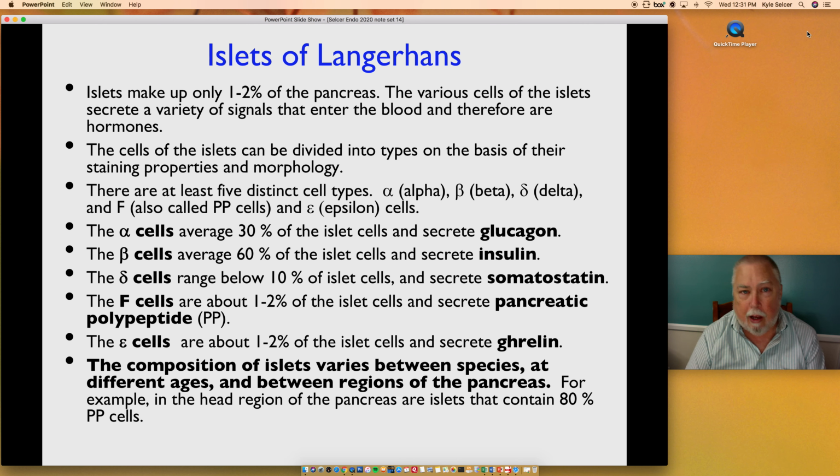So not all islets are the same, not all of them have the same composition. For example, in the head region of the pancreas, there are a few islets that contain up to 80% pancreatic polypeptide cells. So there's a functional distribution of the types of cells and the hormones that they produce.